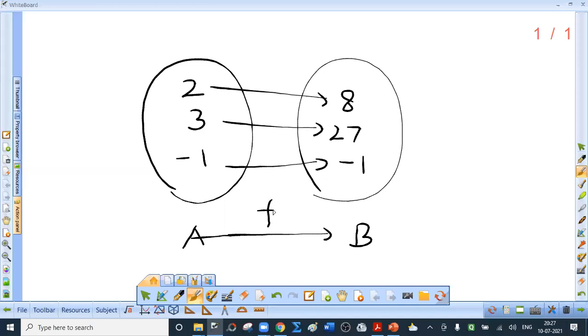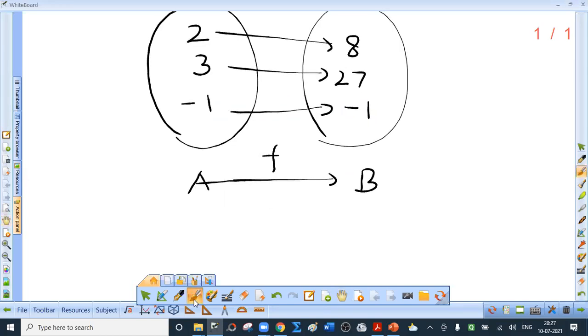It can be seen that there exists a function from A to B. Why? Because every element is associated uniquely. Now, if I ask you, is there any function from B to A? Yes, because every element is associated uniquely. From A, how to obtain B? Cube each element. Now, if I ask you, from B, how to obtain A? Will you say cube each element? No, it is the inverse process.